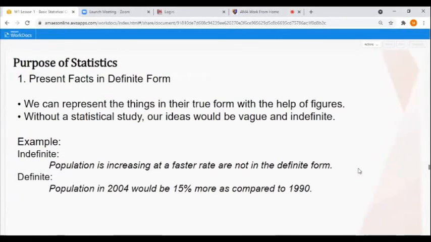So let us determine now the purpose of statistics. Is there a purpose for studying statistics? What benefit would we get from it? The first one is to present facts in definite form, meaning our ideas would not be vague and indefinite. When we say vague, it means unclear. Indefinite, there's no assurance to that. We're not definite about it. There's no way of measuring it. There's no way of proving it because there is no basis for that. Just like when we say indefinite leave, you don't know when you will be coming back.